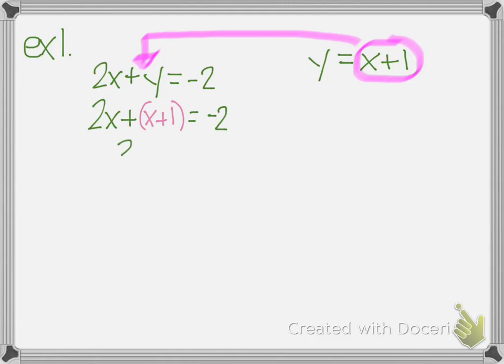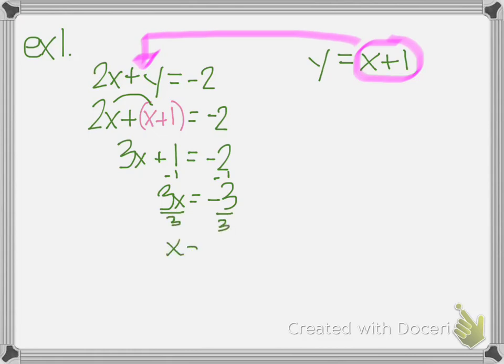Well, now I just simplify. That's 3x plus 1 is equal to negative 2. So 3x equals negative 3, because we subtract 1 from both sides of our equal sign. Over here we combine like terms. Now we divide by 3, and we see that x must be negative 1.